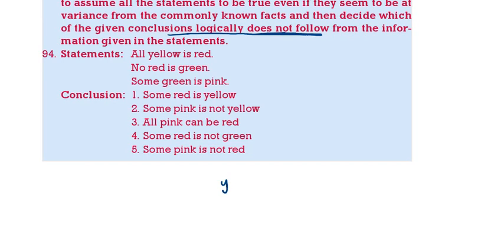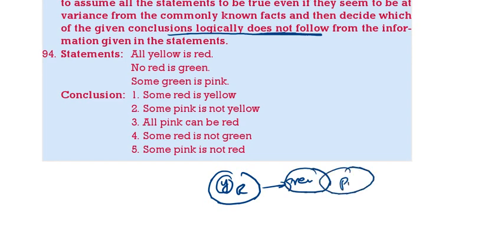All yellow is red. No red is green. Then some green is pink. First one: some red is yellow follows. We have to identify which one does not follow. Which one does not follow, I will indicate by tick, that is our answer.